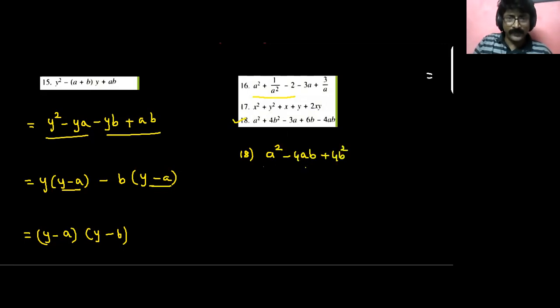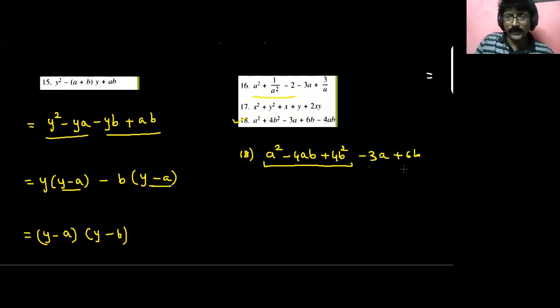Look at this. Now these type of questions 16, 17 and 18. Look, they are perfect squares, isn't it? A square plus 1 upon a square minus 2, this is a perfect square, or x square plus y square plus 2xy, perfect square. Now I'm just doing this 18th one so that you'll understand. 18th one, look at this. Now we will have to rearrange these. A square minus 4ab plus 4b square, this is a perfect square, isn't it? And minus 3a plus 6b.